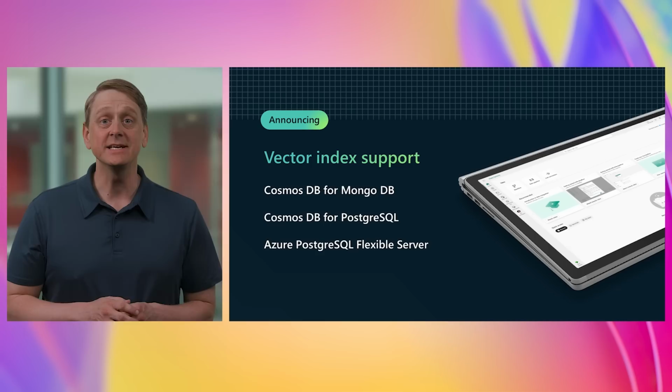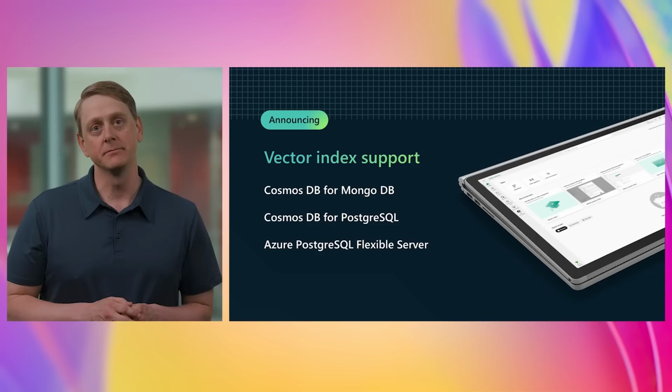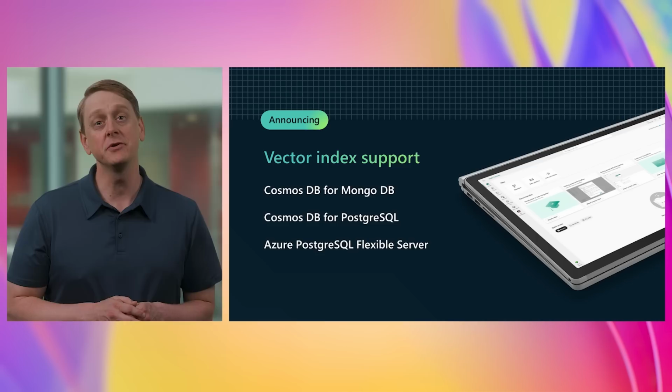We're also working to make it easy to create AI experiences for all your data in Azure. We're excited to announce vector index support for Cosmos DB for MongoDB, Cosmos DB for Postgres, and for Azure Postgres Flexible Server. Vector indexing is foundational for enabling Copilot and large language models to retrieve relevant data from your databases efficiently, so it can reason over it. Now this capability is built in.